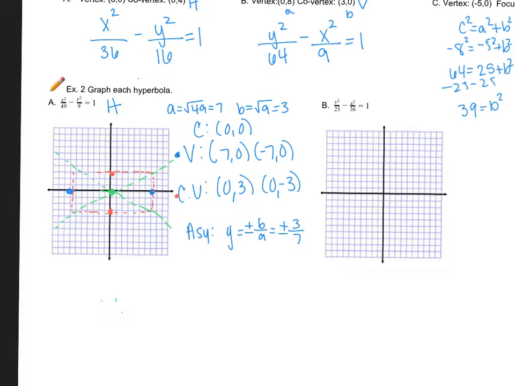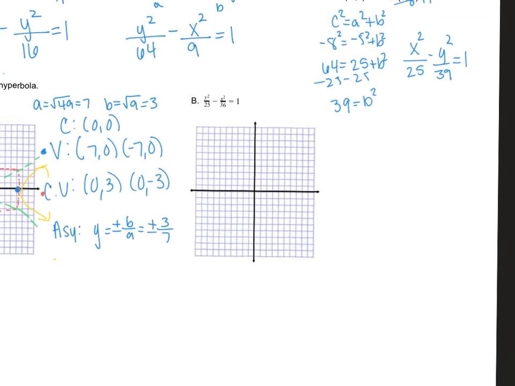Alright, so those are my asymptotes. So the actual graph of the hyperbola is going through your vertices along those asymptotes. There we go. The yellow is your actual graph. Alright, so let's try the next one.